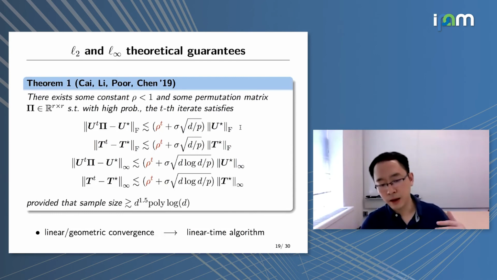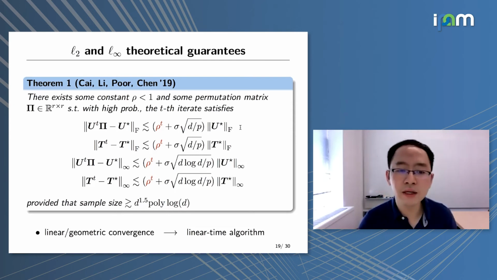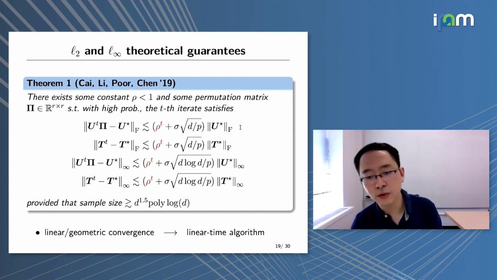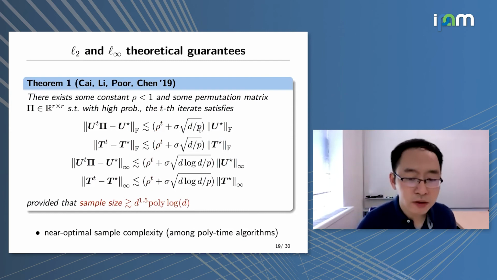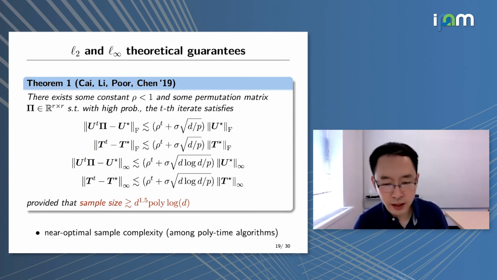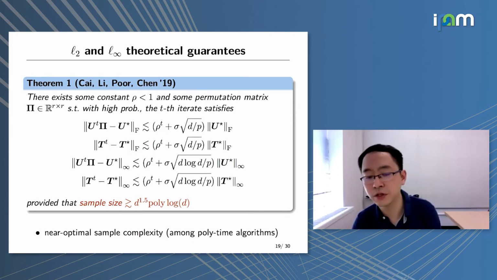First of all, let's look at this rho factor. Rho is some constant strictly bounded away from 1. Think of it as rho being like 0.8, for example. So basically, this means that the algorithm converges linearly or geometrically fast until an error floor is hit. Second of all, the sample size required here is just a polylog factor away from the computation limits. So this is a near optimal sample complexity among all the computationally feasible algorithms.